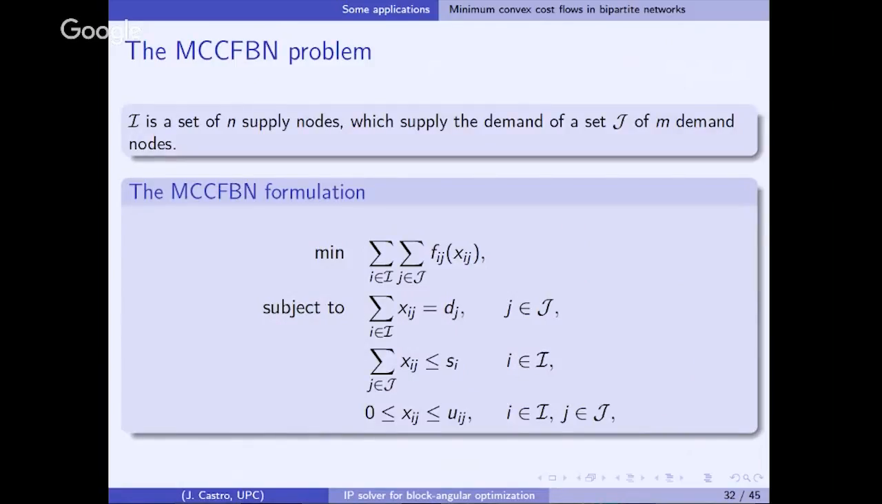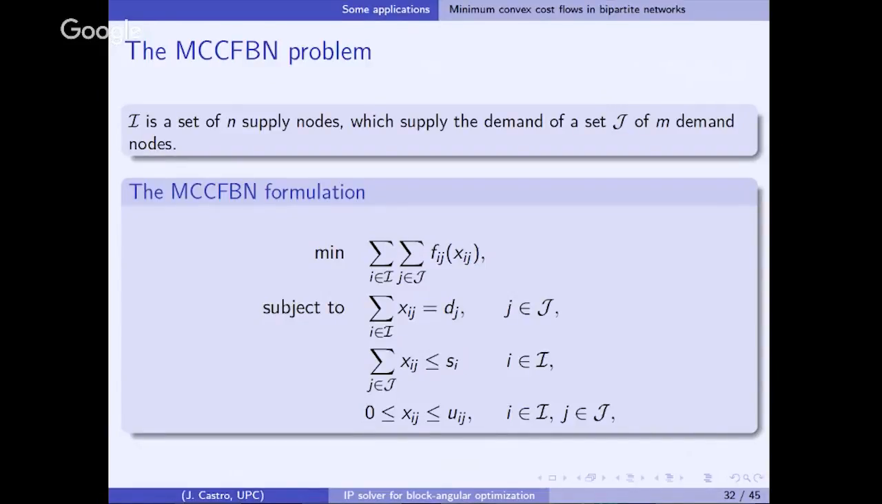Well, the problem is the following. This is a minimum convex cost flow problem in bipartite networks. So consider you have a bipartite graph. So you have two blocks of nodes. Let's say the supply nodes and the demand nodes.